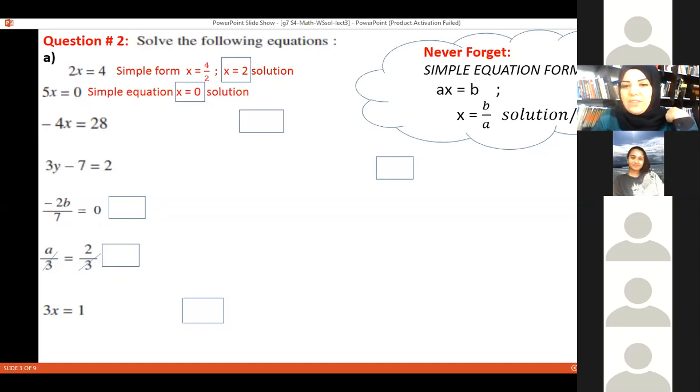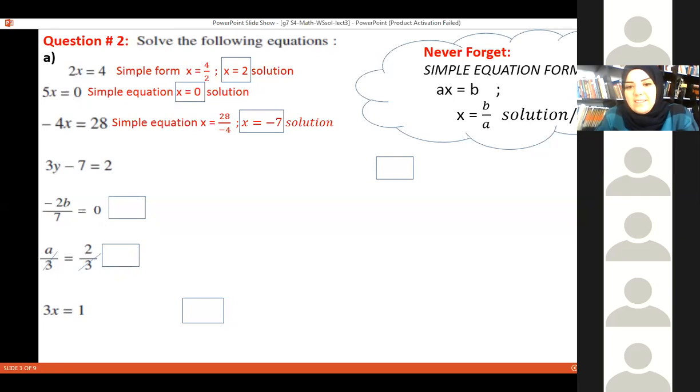Who wants to do it? Me. Gabby, go ahead. x equals 28 over minus 4. Very good. And then x equals? Minus 7. Excellent. Next, 3y minus 7 equals 2. Who wants to do it? I need to hear new voices.